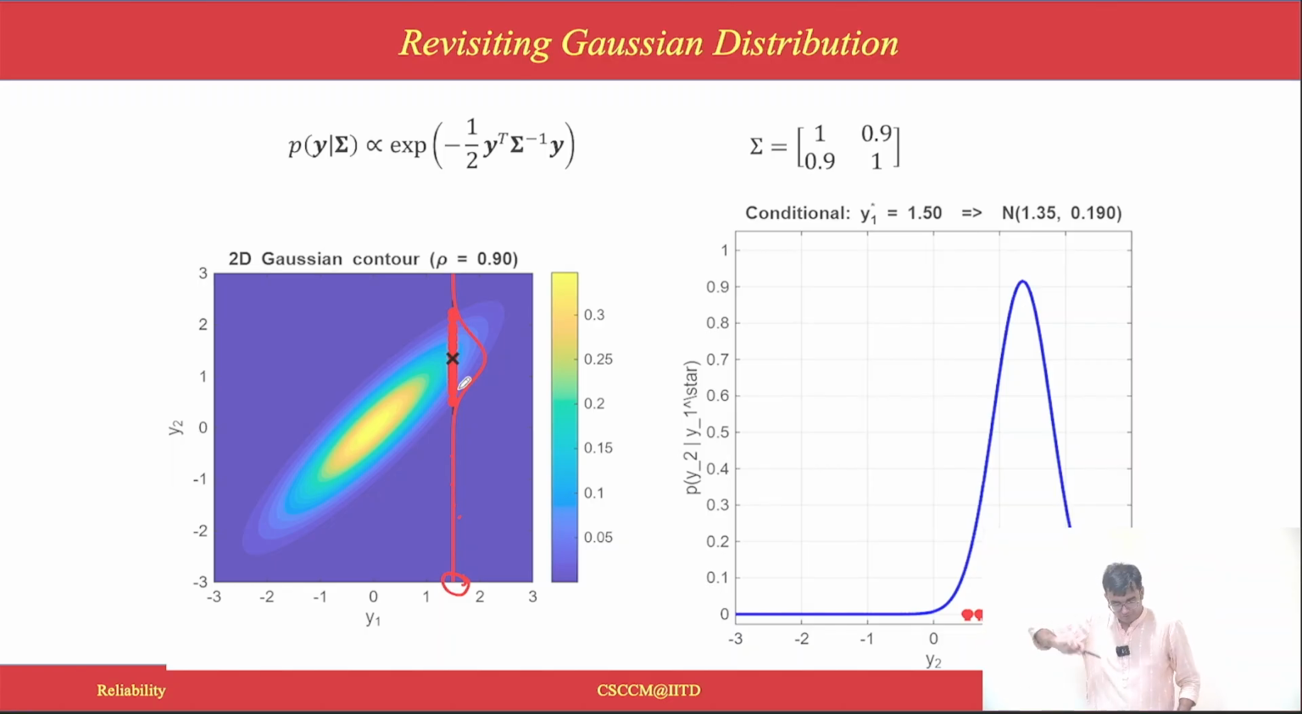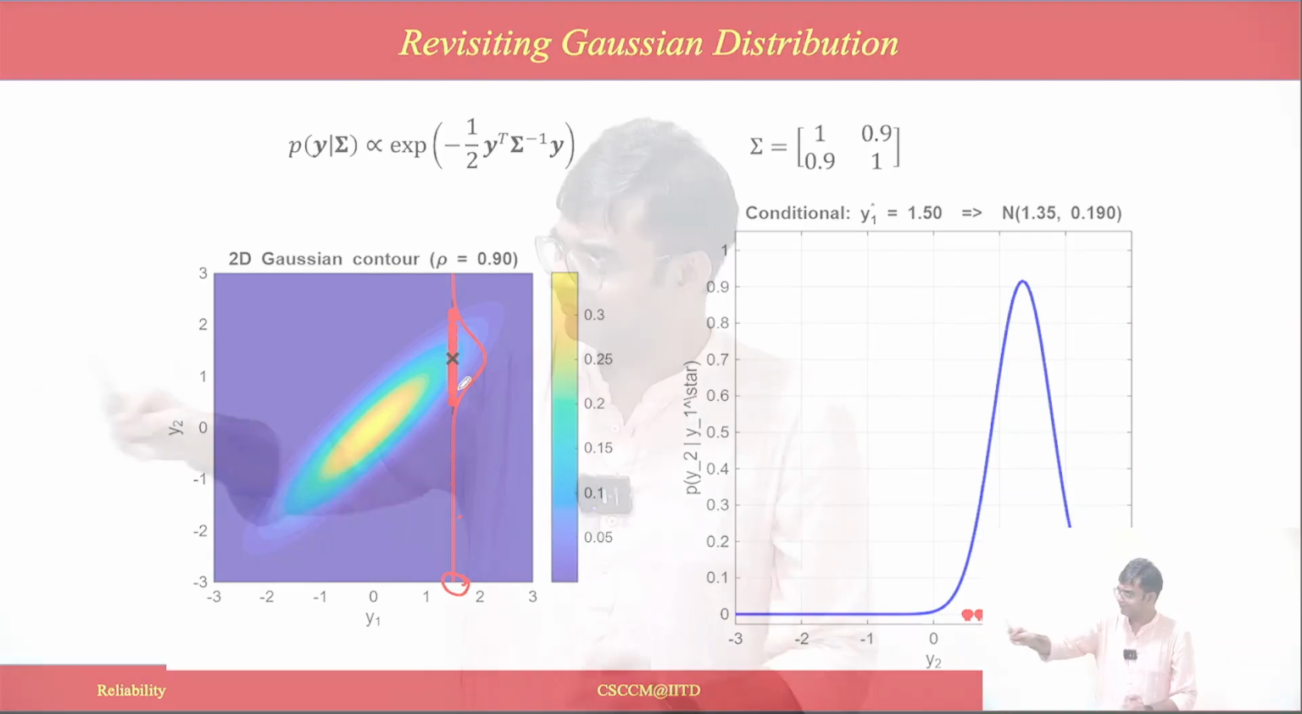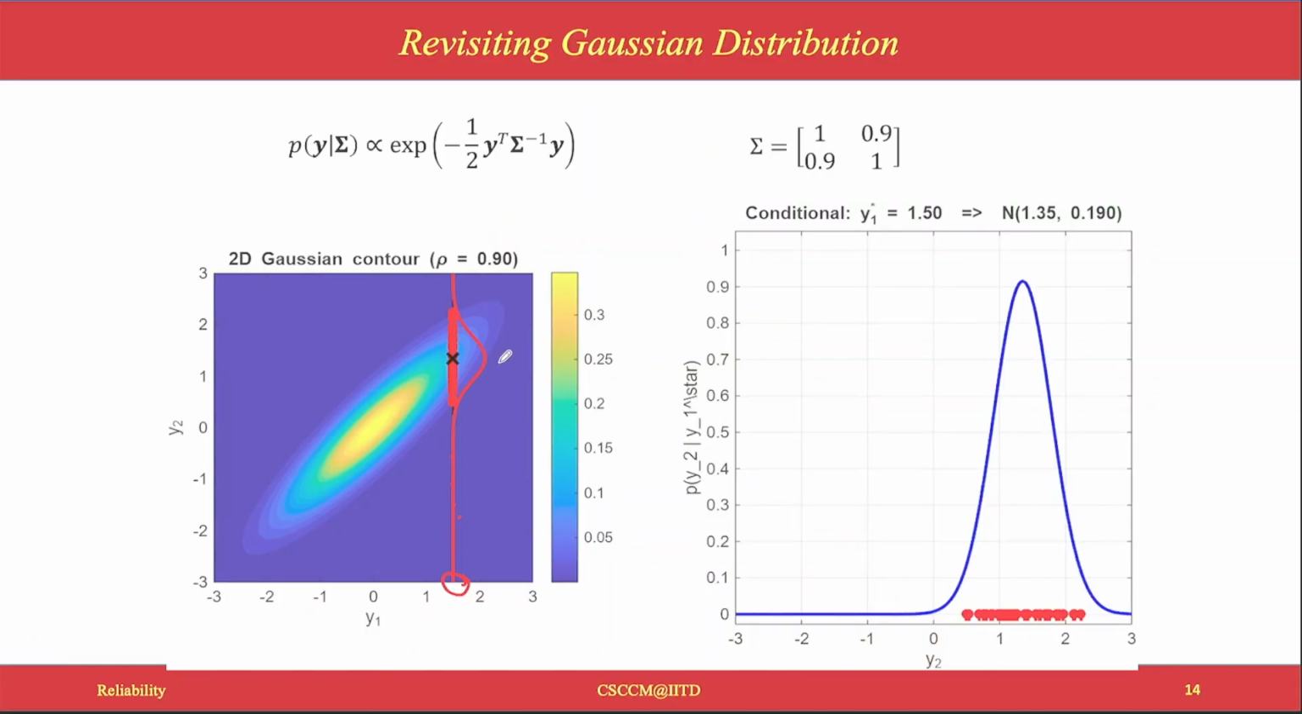The same thing I have drawn by rotating it on the right. This is the same thing. This one is only rotated. This red plot has been rotated and shown here. And it's a Gaussian distribution. The conditional distribution in Gaussian is this one.